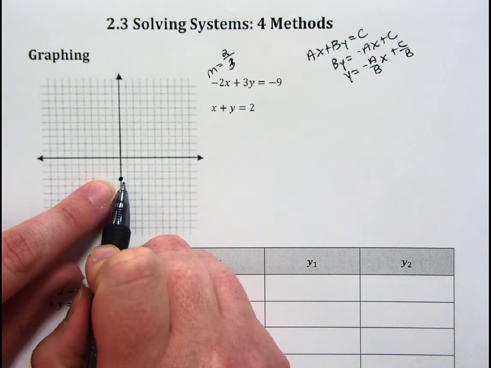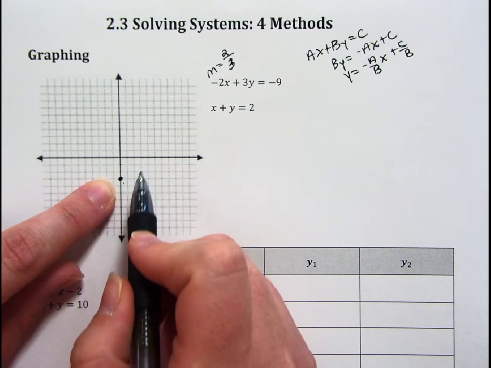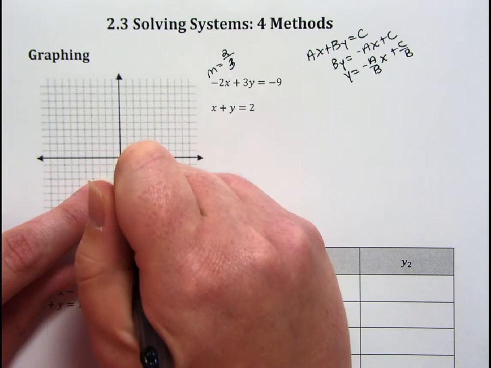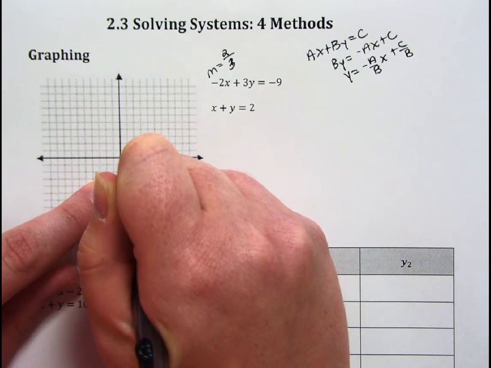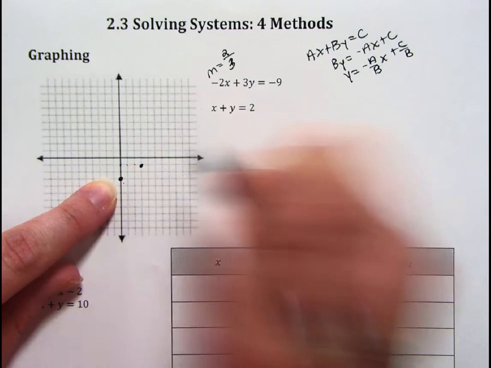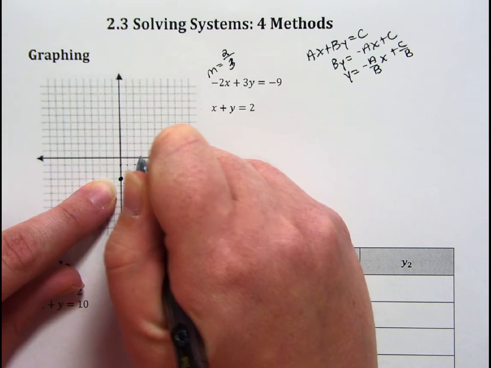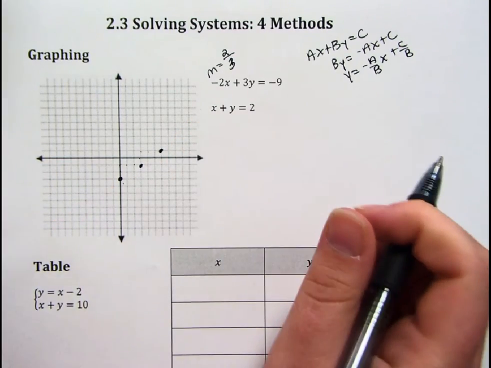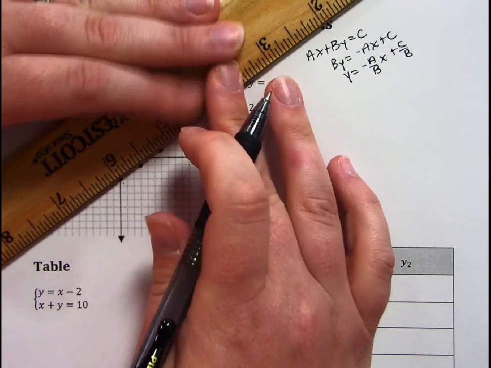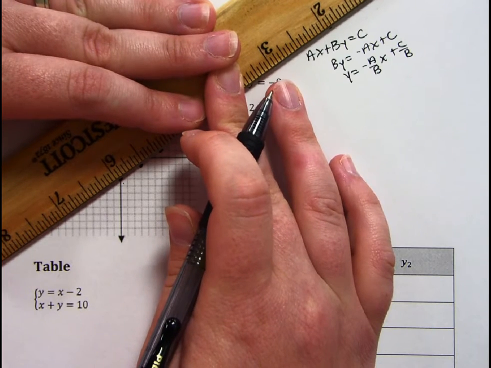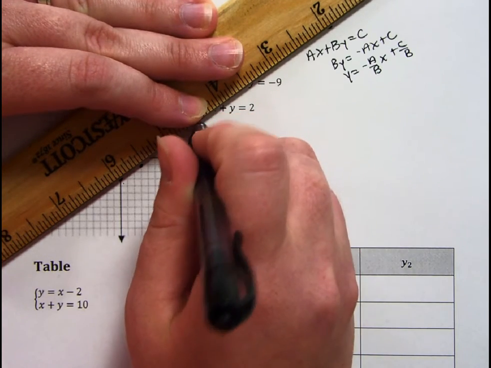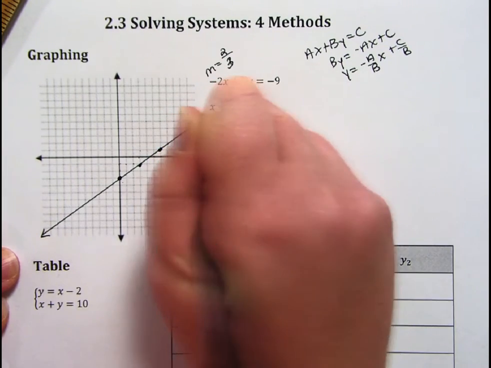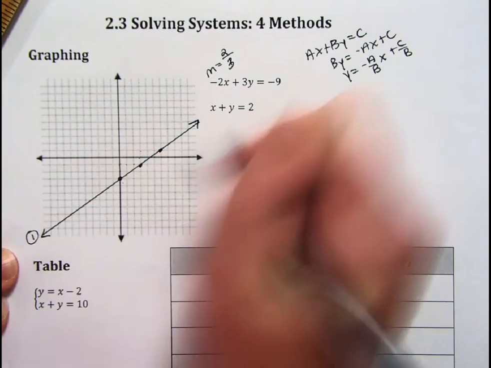How I can use it on my graph is to use rise over run of slope to find an additional ordered pair. So from my ordered pair given, I'm going to rise by 2 and then run by 3. Maybe I'll do it one more time. Rise by 2, run by 3. Okay. So try and be as accurate as you can when you're graphing with the purpose of solving a system. So this is our equation 1.